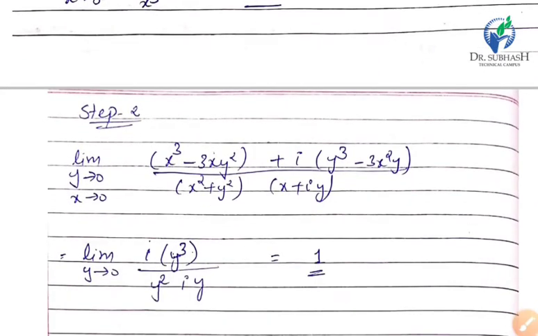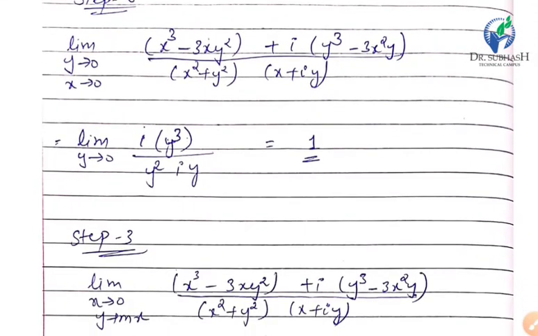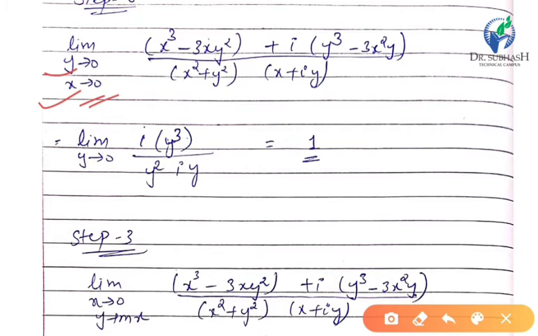Now in step 2, I will put first y equal to 0 and then x equal to 0. So we will start from this term. I am putting x equal to 0. When I put x equal to 0 in this equation, I will get limit y tends to 0, iy cube upon y square into iy. Again these both terms will get cancelled. I will get the limit as 1.